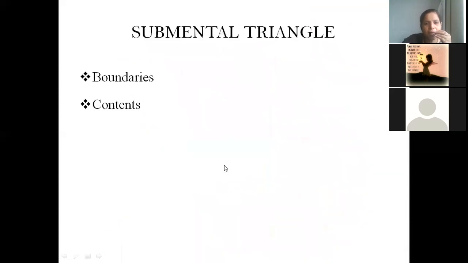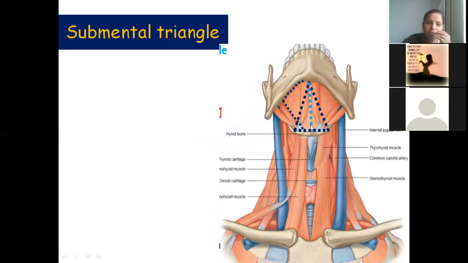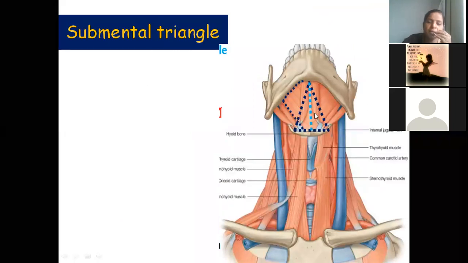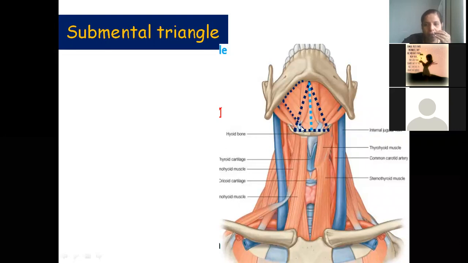Now the submental triangle. See here, I told you half of the submental triangle is lying on the right side, half of it is lying on the left side. Now let us see the boundaries. Suppose this is the triangle. How is the base formed, Hema? Which bone? Hyoid. Very good. Where is the apex, beta? Symphysis menti. Very good. On either side, we have this muscle, that is the anterior belly of digastric.